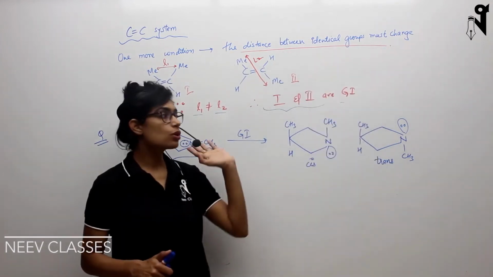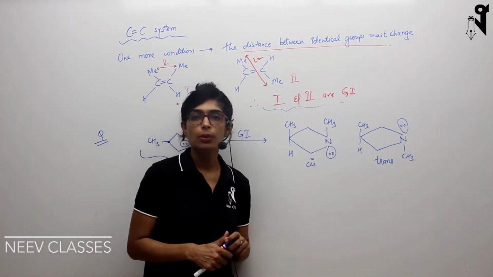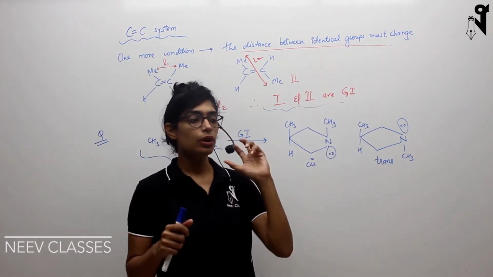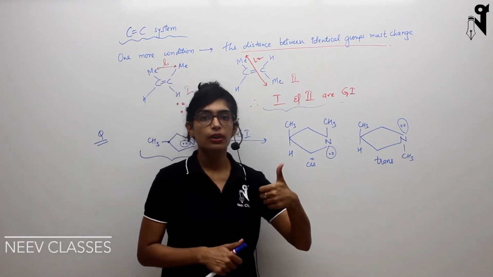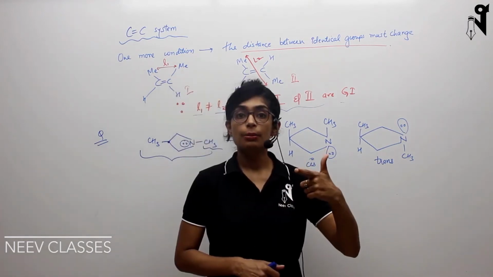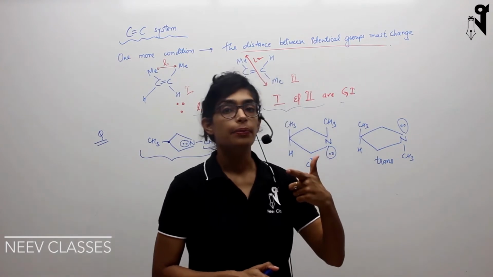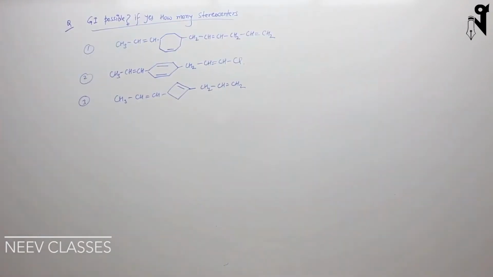Okay, so next I'll give you some questions. Try to find out the different stereoisomers in that. What all the number of stereoisomers are there if the molecule shows GI. So first thing you will find out whether it shows GI or not. Second thing, you will tell me how many stereo centers are there in that molecule. Now note down these questions and try them out on your own, and then I'll discuss the answers.